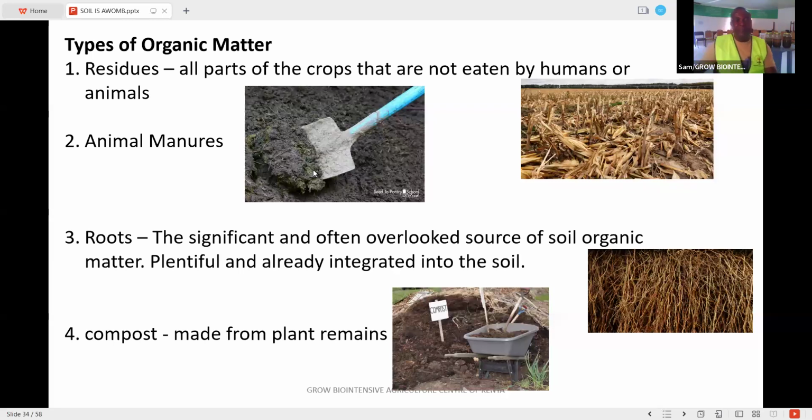We have types of organic matter. We can derive organic matter from different sources. Number one is after harvesting. So those are maize stovers. You can decide to incorporate that in the soil after harvesting, just incorporate that in the soil.